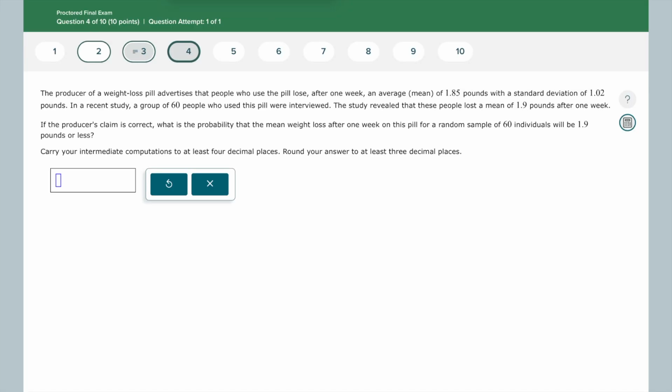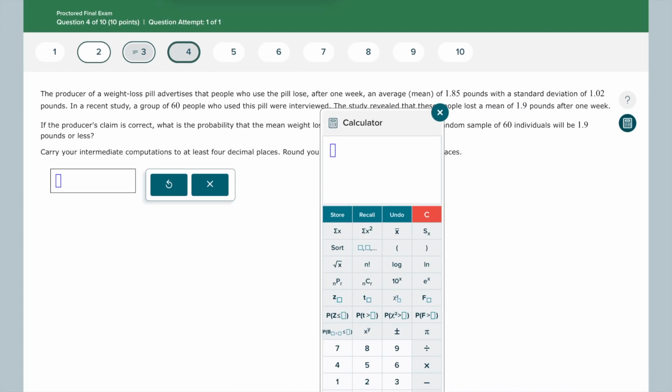Okay. All right, next one is the same type of problem, but the difference here is: if the producer's claim is correct, what's the probability that the mean weight loss after one week on this pill for a random sample of 60 individuals will be 1.9 pounds or less? On this one, first of all, find our z-score. We're doing 1.9 or less, so 1.9 minus 1.85 divided by 1.02.